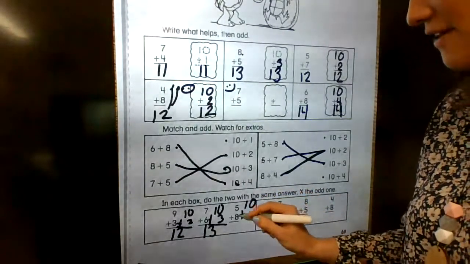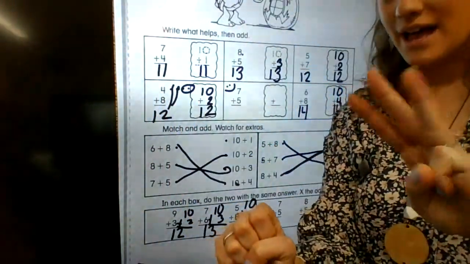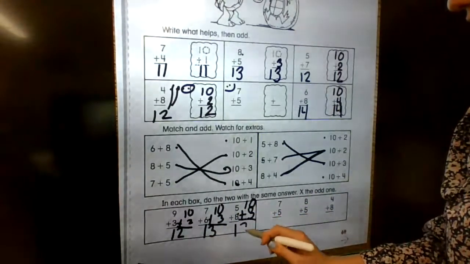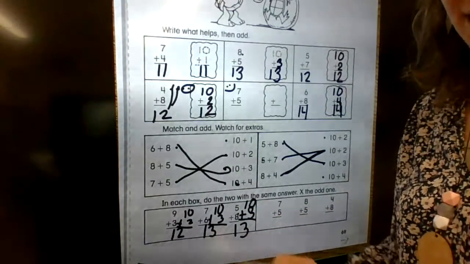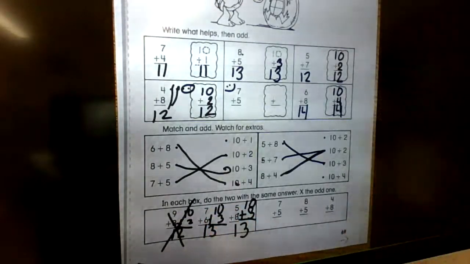But if I took away 5 from my 8, once again, here's 8, and I took 5 away, I have 3 extras, so that gives me 13. Oh, so what 2 answers are the same? 13 and 13, so we are going to X off the first one because it does not match.